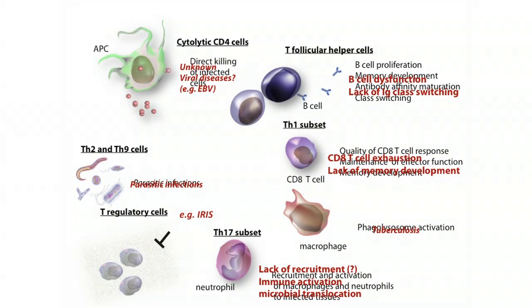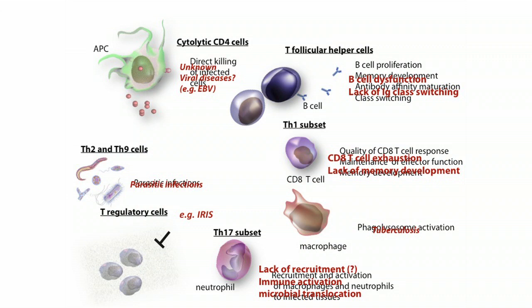This Th1 subset is also critical for the macrophage activation. So the whole phagolysosome pathway is triggered through CD4 T cells, and we also believe that one of the major reasons for the comorbidity between tuberculosis and HIV infection is in fact the lack of the CD4 cells to activate the macrophages. Now CD4 cells have a vast array of different functions I'm not going to go into.